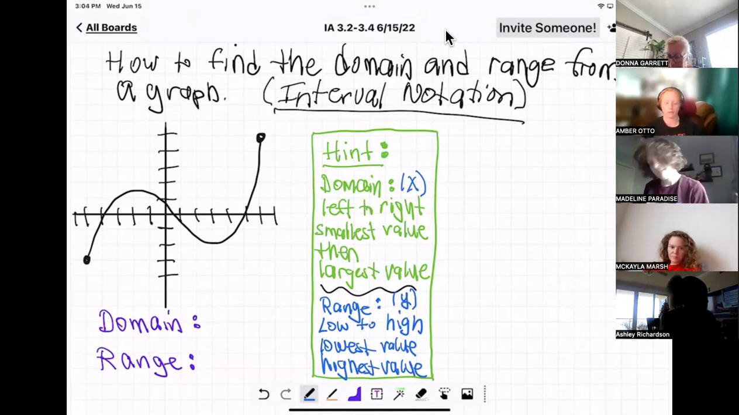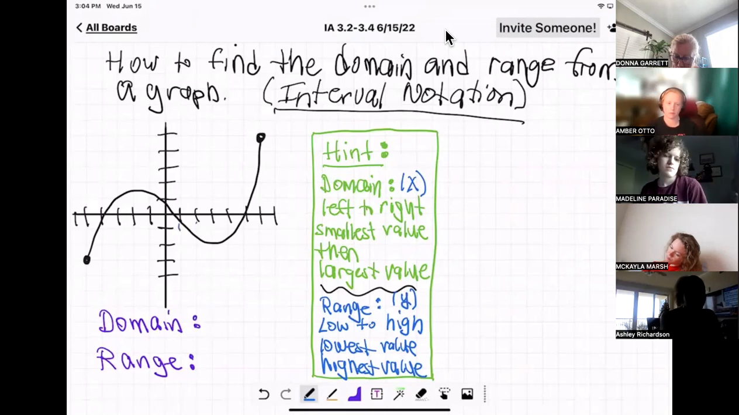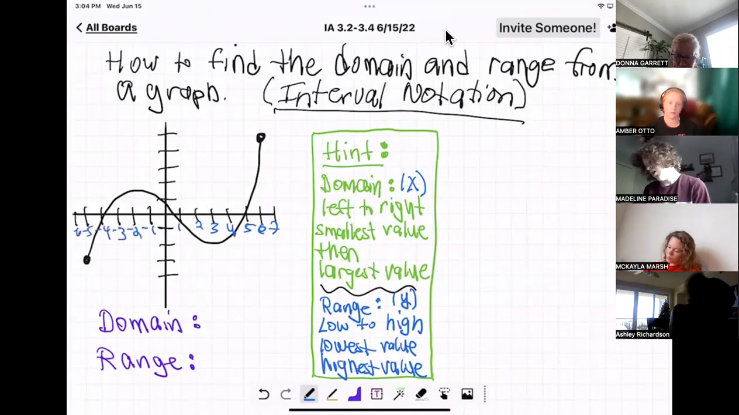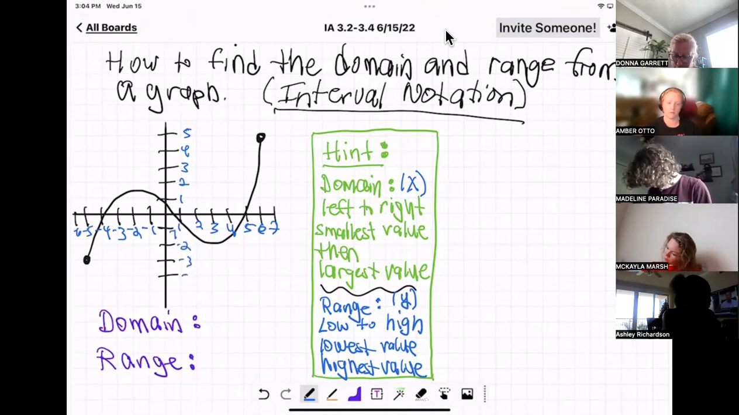Okay, so I didn't mark these. I probably should have, because we're going to need them. 2, 3, 4, 5, 6, 7, -1, -2, -3, -4, -5, -6. 1, 2, 3, 4, 5, and -1, -2, -3, -4.